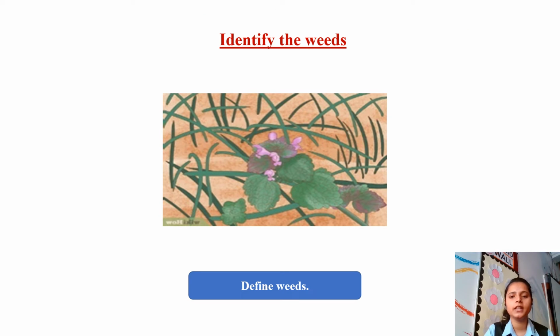Now see, identify the weeds in this picture. Which plants are weeds? Yes. So these plants, these grasses, you can see here, these ones. These are called weeds and this is the main plant. So around the plants there are some other plants which grow by themselves and these are called weeds. So how can we define weeds? Basically weeds are unwanted plants. They are undesirable plants. We don't want them to grow but they grow by themselves. So now let's move further.